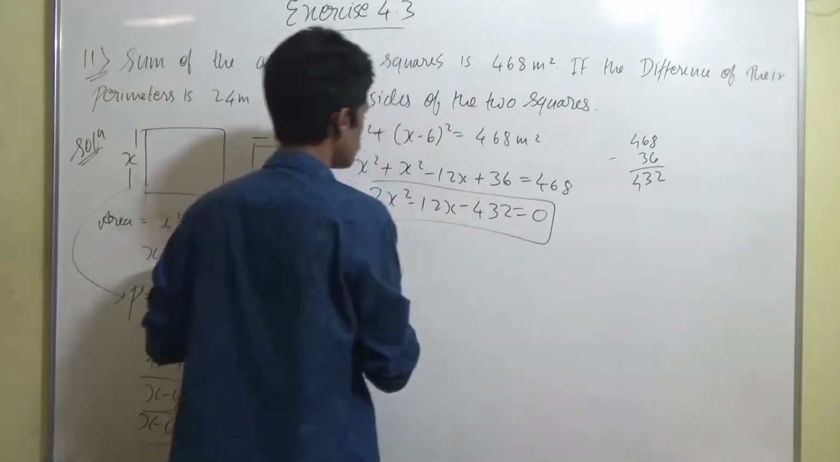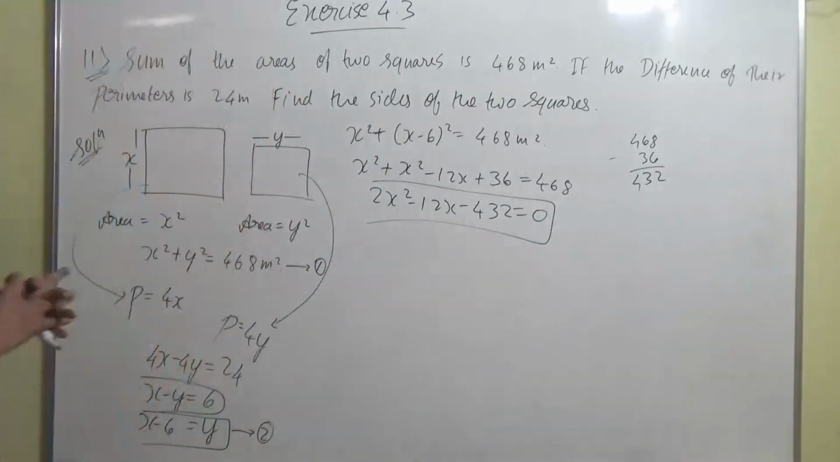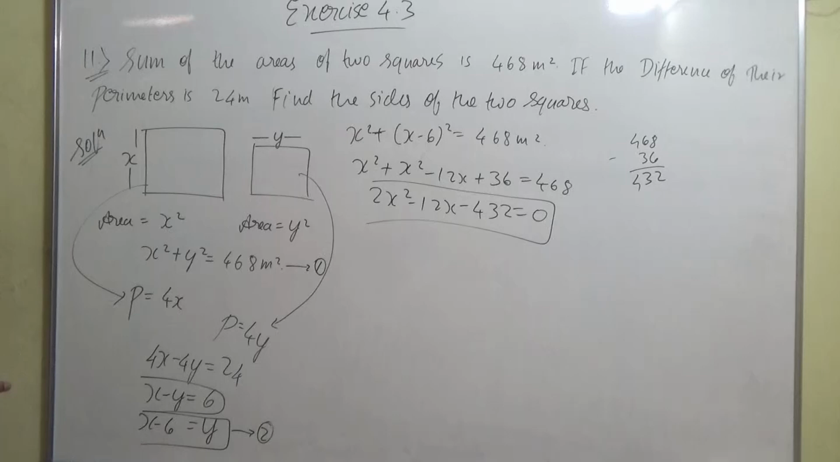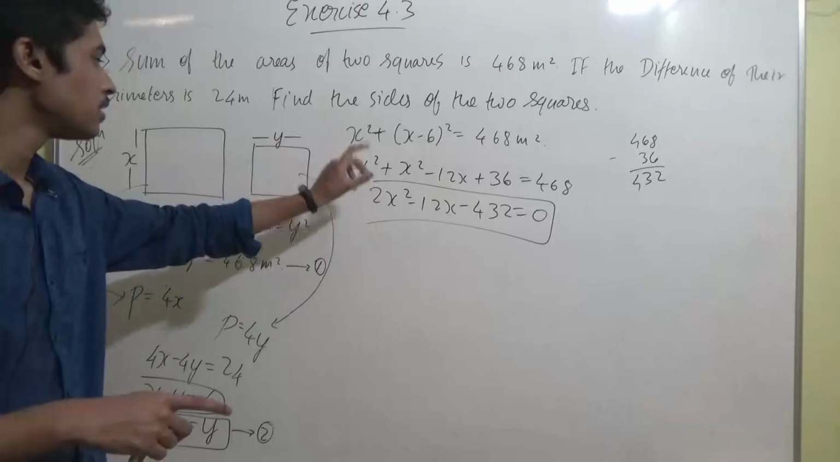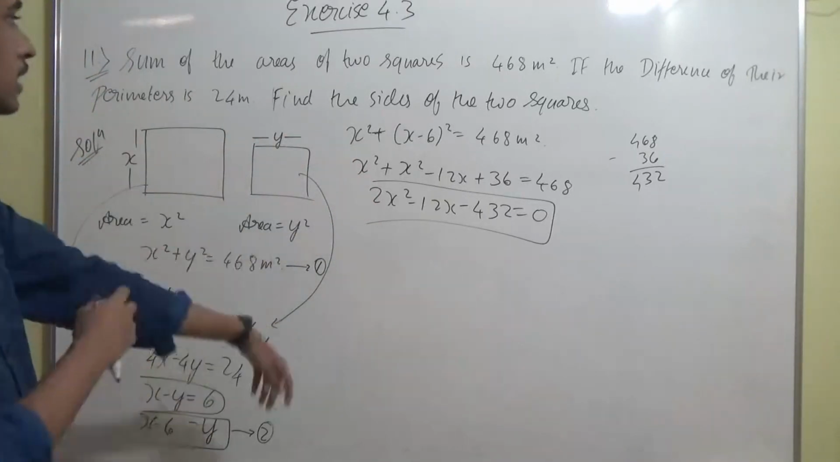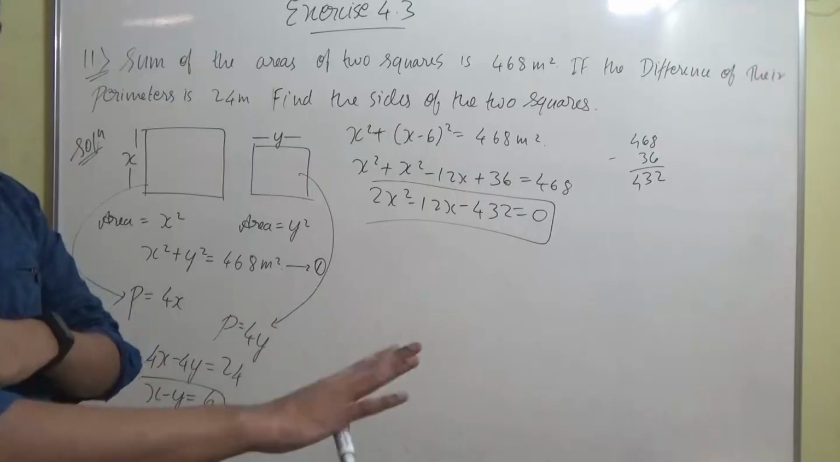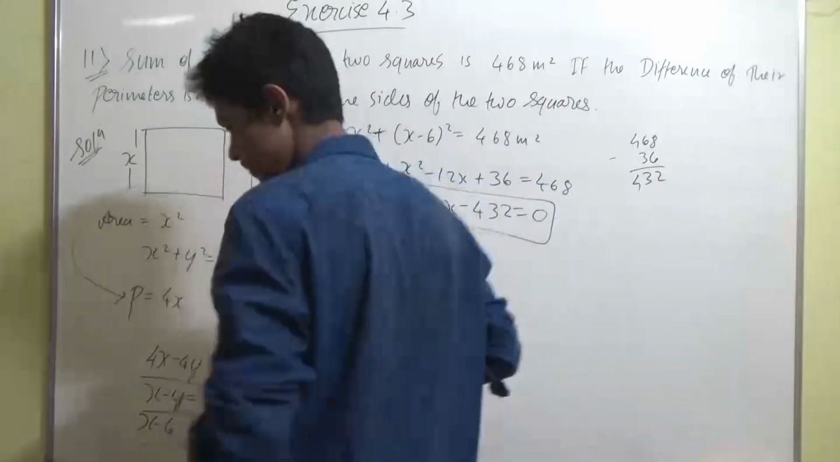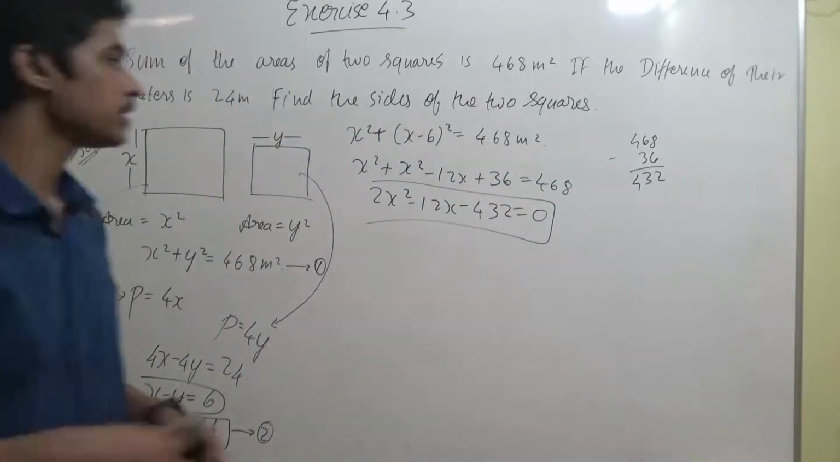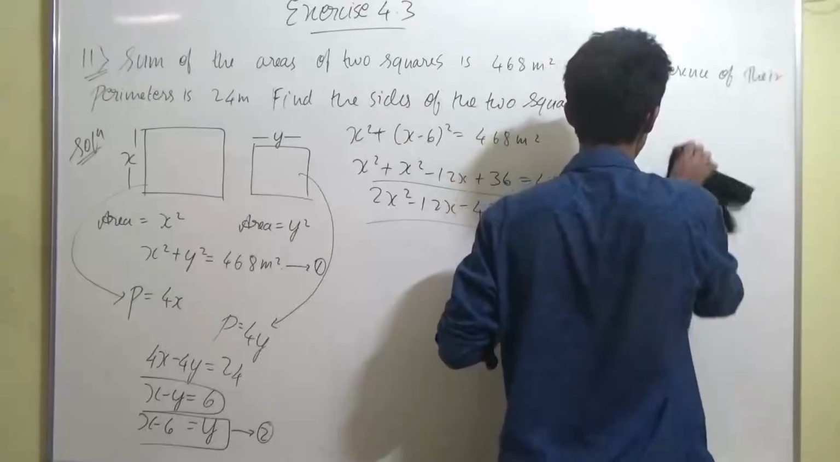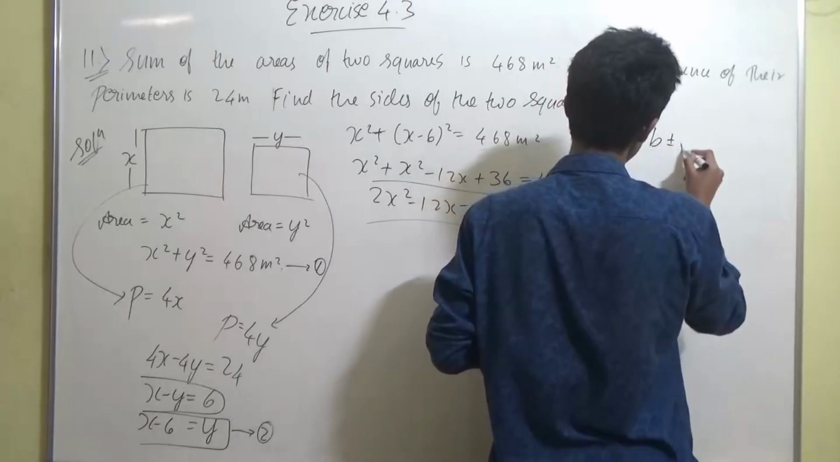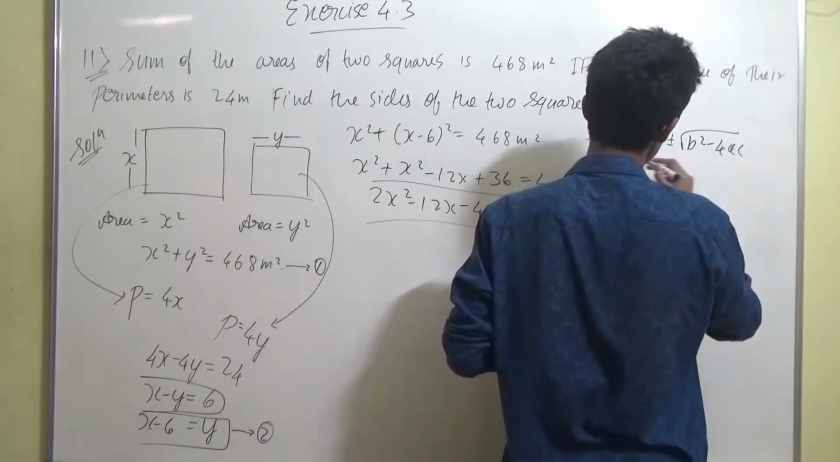Getting it, guys? So this will be your quadratic equation. After doing these many steps, we finally got the quadratic equation, from which we have to find the roots. Only then will we get the value of x, which will be equal to the sides of the square. So which method shall we use? We'll use the quadratic formula itself. The quadratic formula is, I'll write it here: minus b plus or minus root of b square minus 4ac, all by 2a.